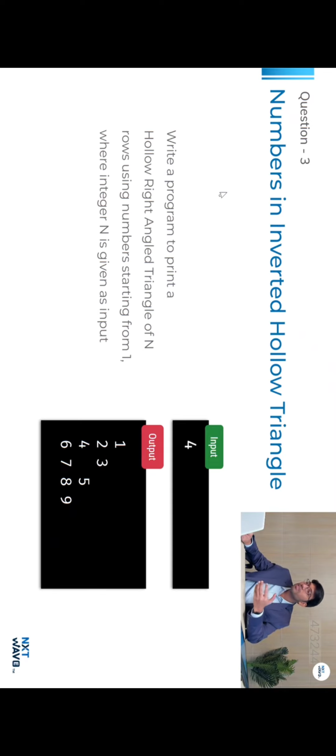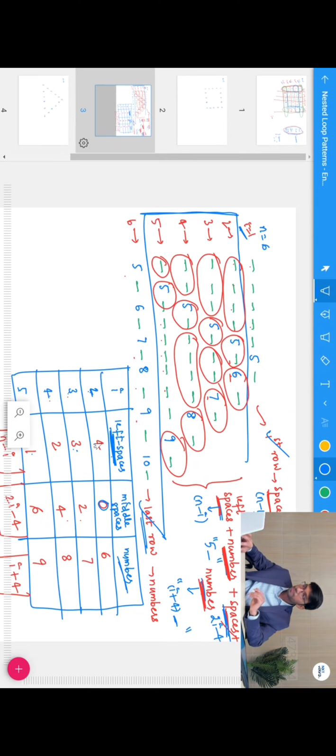The final problem is numbers in inverted hollow triangle. What does it say? Write a program to print a hollow right angle triangle of n rows using numbers starting from 1, where integer n is given as input. So that means if n equal to 4, we should print a pattern like this. Very similar to the previous questions. Let's apply the same logic and solve this particular question.